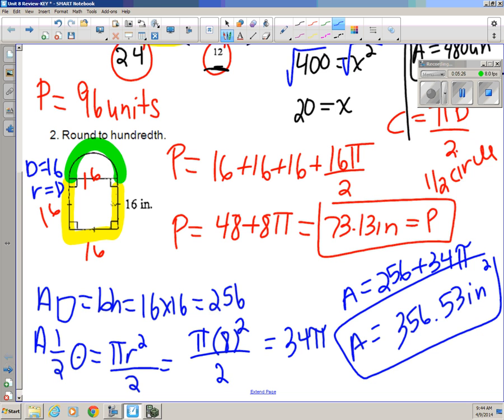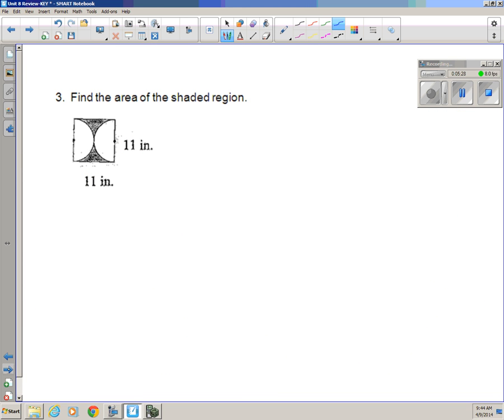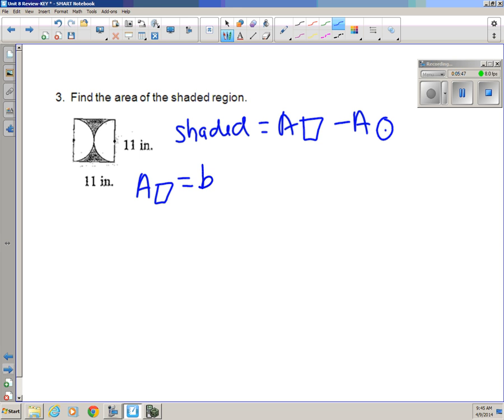The next one, find the area of the shaded region. Well, hopefully you realize that the shaded region is going to be formed by finding the area of the square minus the area of two half circles, which is just the area of a full circle. So the area of your square is base times height, 11 by 11, 121.